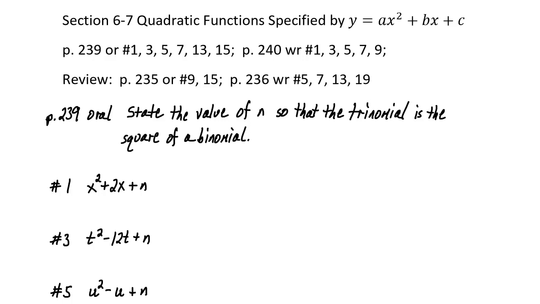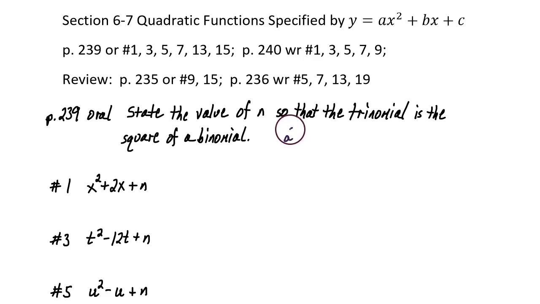Here are the answers for the section 6-7 homework, starting with page 239 oral. We're asked to figure out the value of n in the expression so that the trinomial is the square of a binomial. This goes back to what we were doing in chapter 4. We learned that some trinomials factor into the square of a binomial. Those trinomials were called perfect square trinomials.